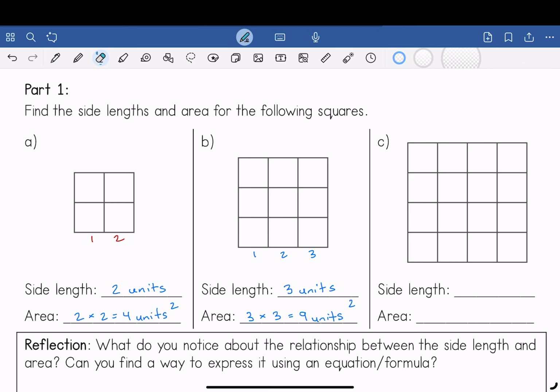Part 1C, we have the side length of 4 units. And the area is 4 times 4 units, which gives you 16 units squared. Reflection. What do you notice about the relationship between the side length and area? Can you find a way to express it using an equation or formula?